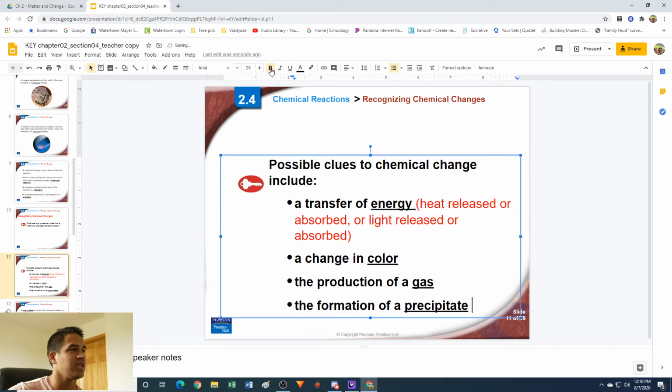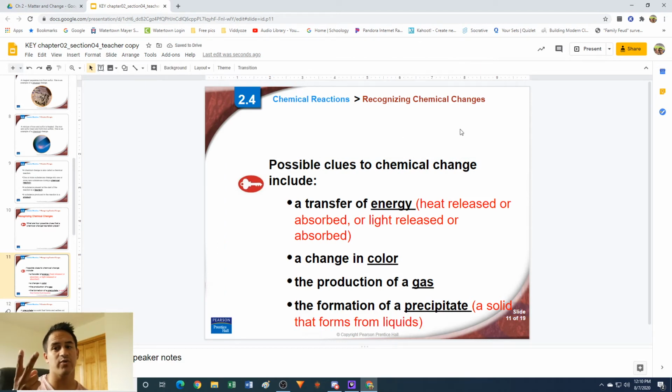And a precipitate is a solid that forms from liquids. So a precipitate is when you have two liquids and you pour them together and then a solid forms. And most of the time that solid is not going to be just a rock-like chunk. It usually will become murky or cloudy. And the solid is these little tiny particles floating around in the liquid, very evenly dispersed, so you can't tell that there's a solid there.